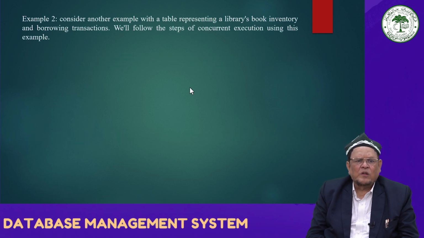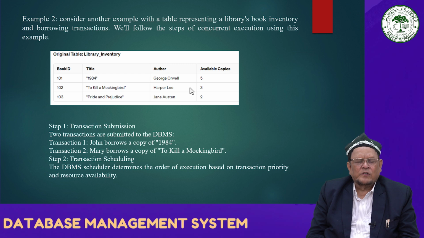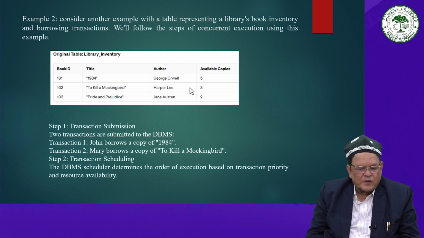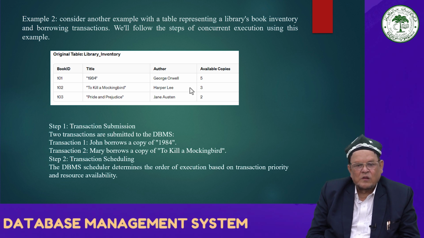We take the next example. Consider another example with a table representing a library's books, inventory, and borrowing transactions. We will follow the steps of concurrent execution using this example. So you can see on the screen the original table, library inventory: book ID, title, author, available copies. Book IDs 101, 102, 103, the book title 1984, author George Orwell, and so on. Available copies are 5, 3, 2.